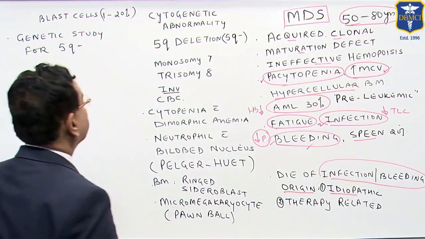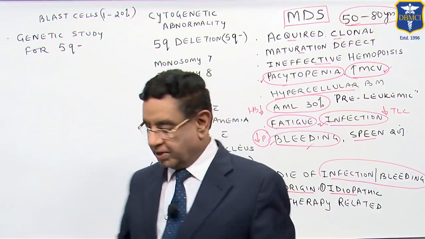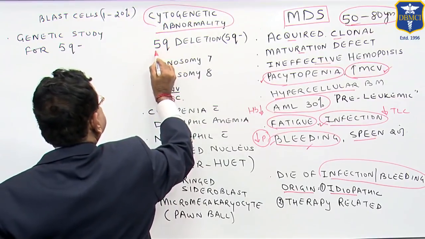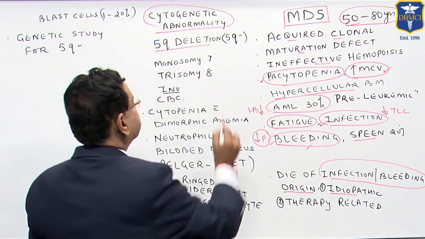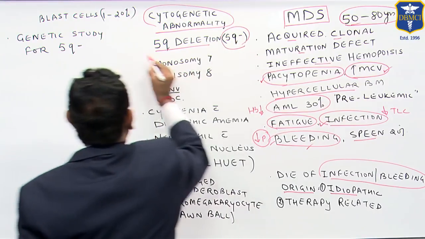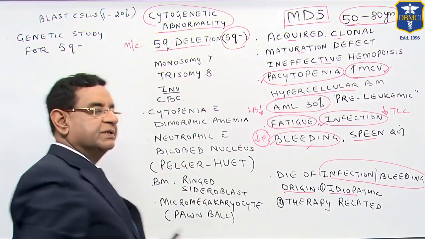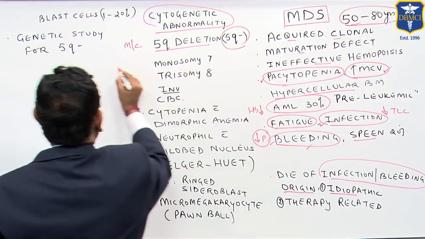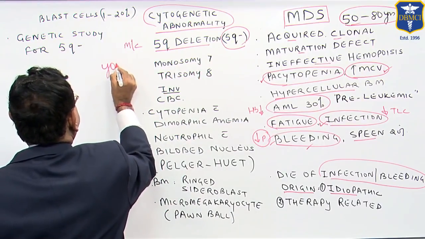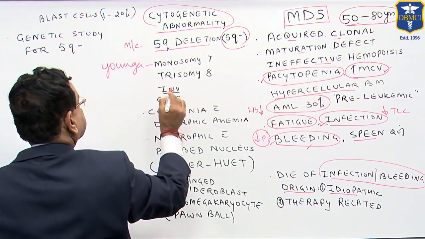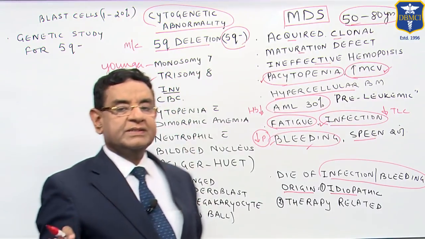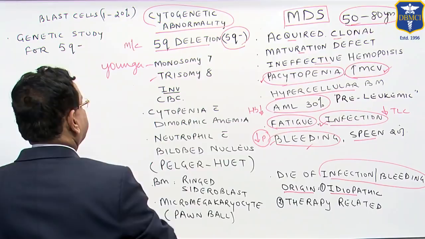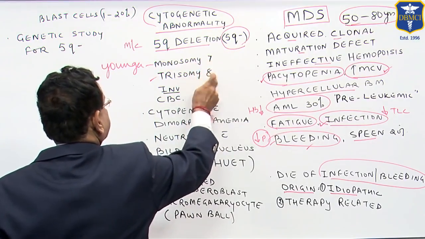Now, what are the cytogenetic abnormalities? Most common is deletion of 5q. That is 5q negative is the most common cytogenetic abnormality. Monosomy 7 is seen in little younger patients, and the most common trisomy is trisomy 8. So we have 5q minus, 7 and 8.